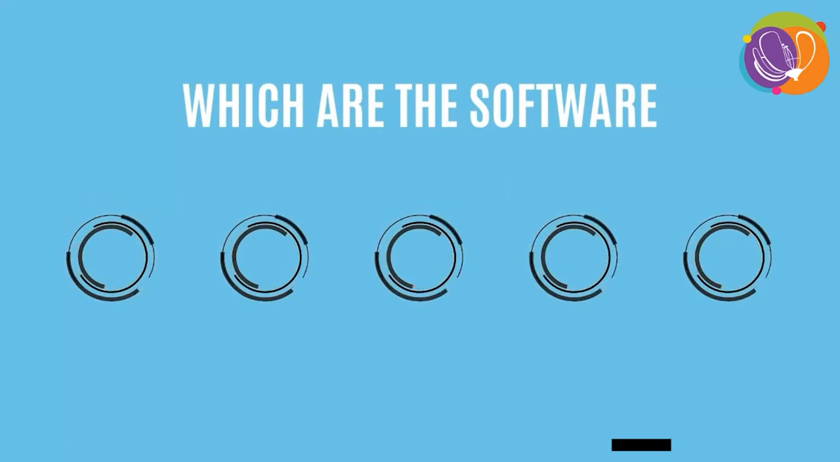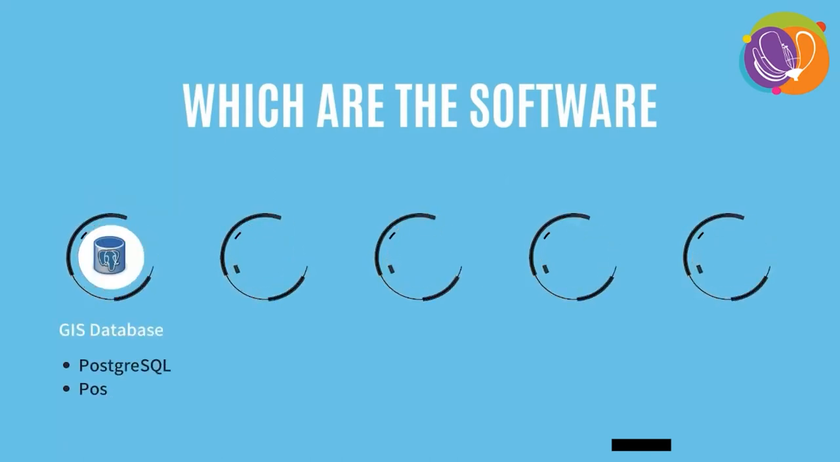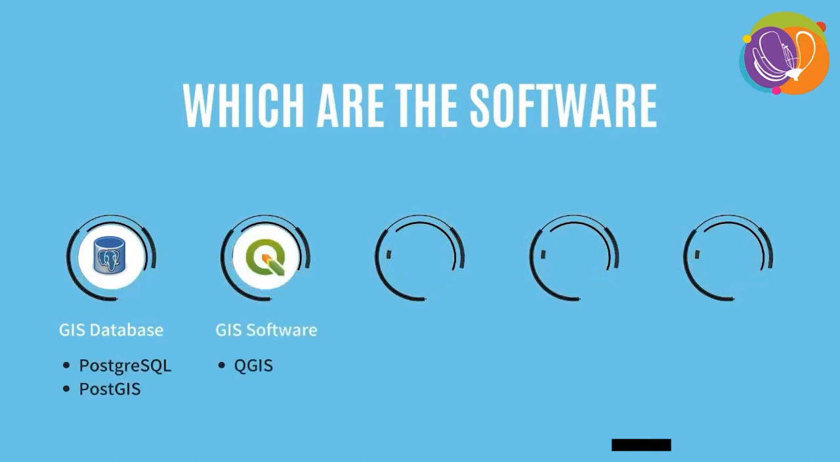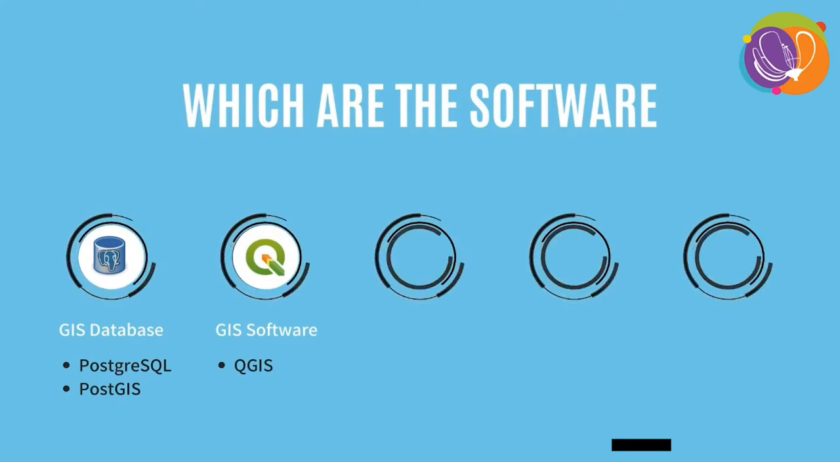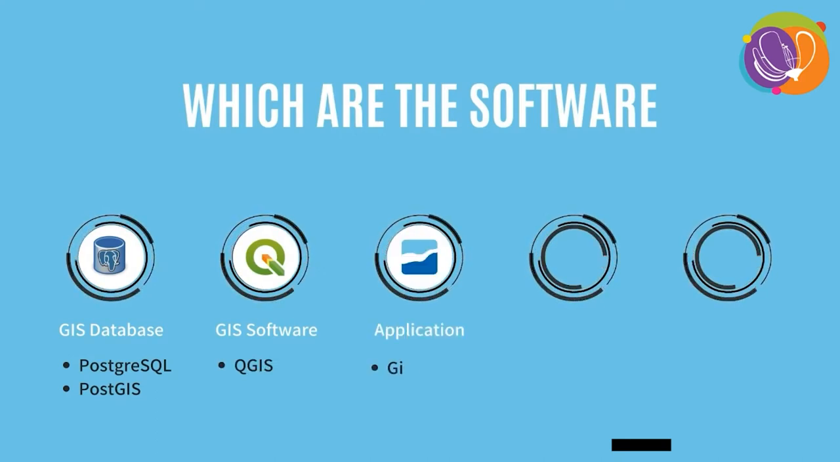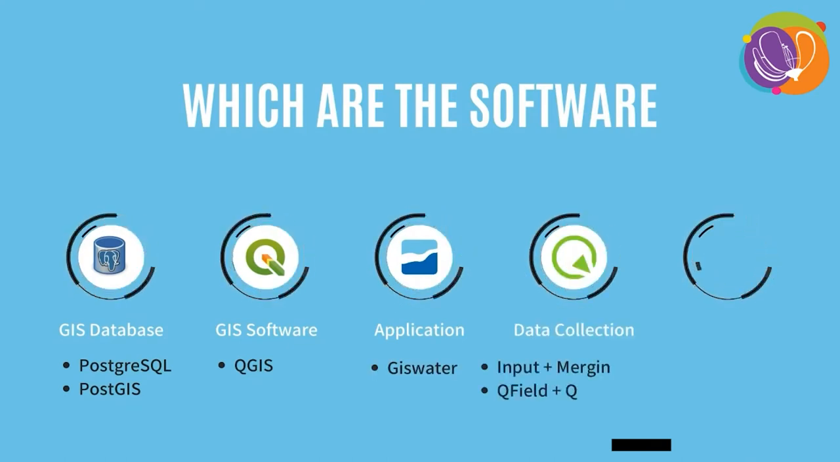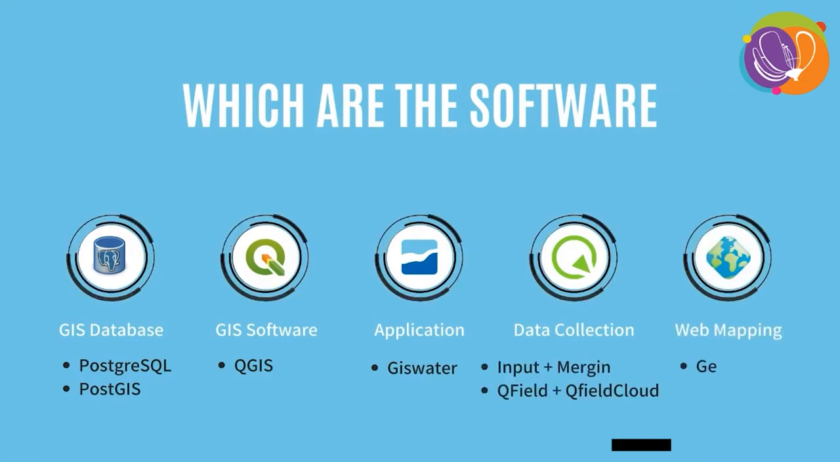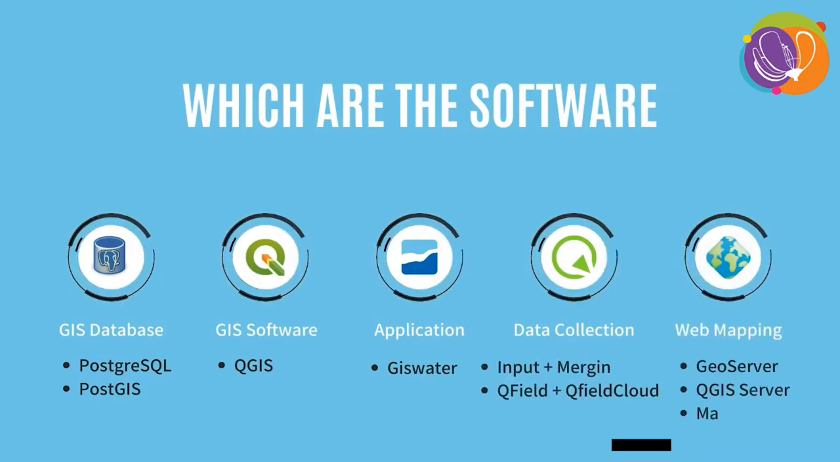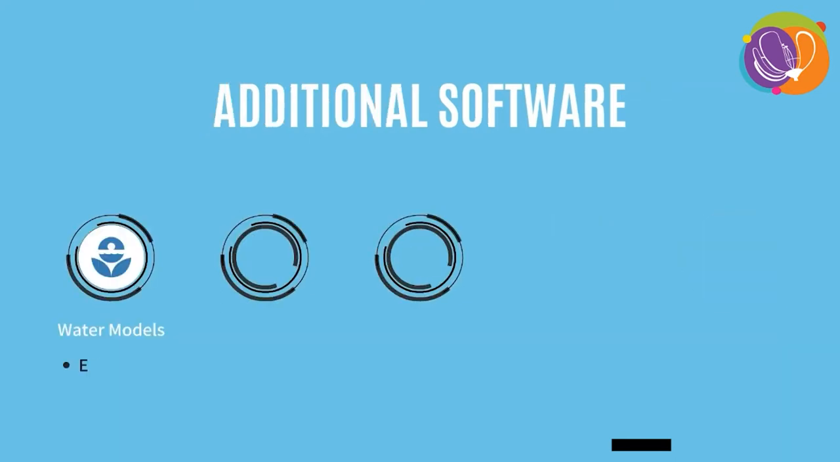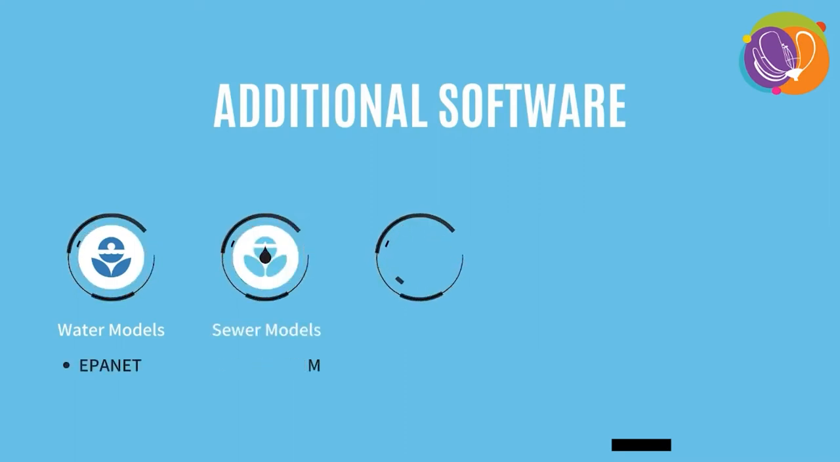The following are the software we are talking about today. For the GIS database, use PostgreSQL and its spatial extension, PostGIS. Of course, QGIS software, GIS Water application for water cycle management, data collection tools like Input and Mergin. And develop web applications with software like GeoServer. And there are other additional software for simulating water network models and sewer network models. And open source ERP and CRM software like Odoo.